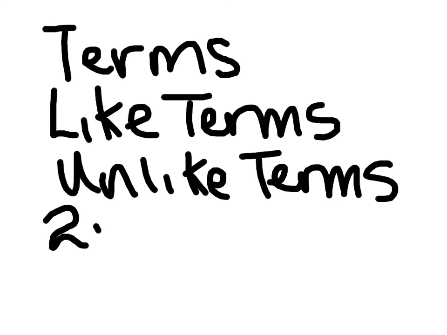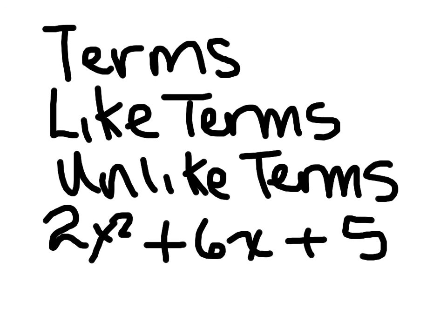And then there was a discussion on terms, and more specifically like terms and unlike terms. And remember that you can combine like terms. So 2x squared plus 6x plus 5 are terms. These are all terms, the 2x squared, the 6x, and the 5. None of them are like. They're all unlike terms. We can't combine any of them. X squared is different than x, which is different than 5.